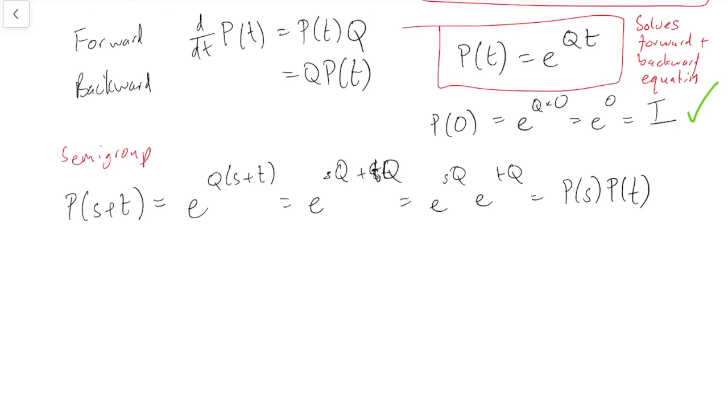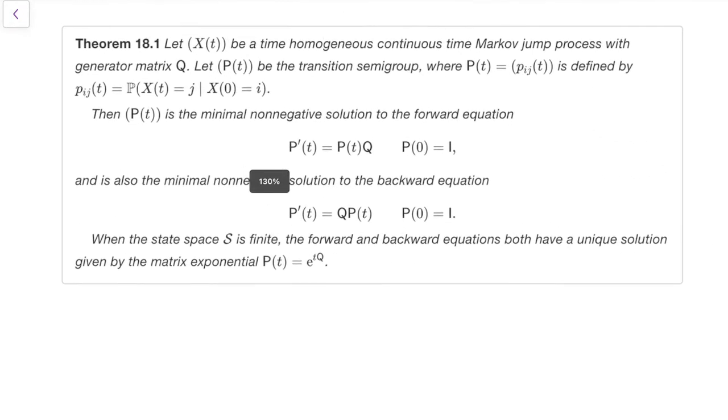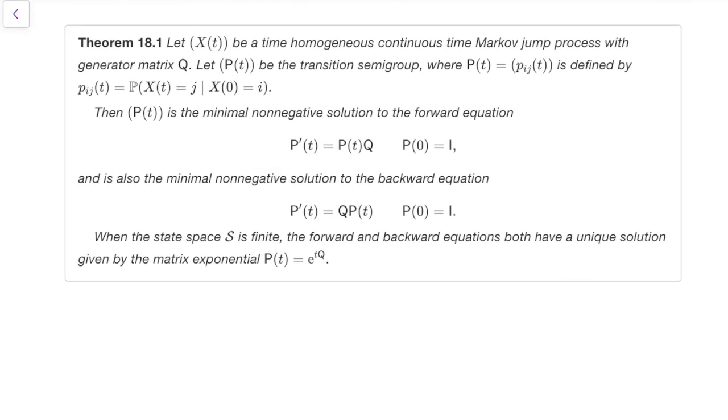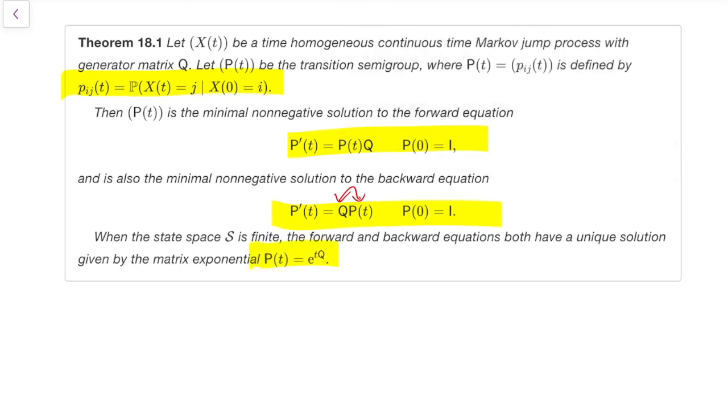I have in the notes just stated as a formal theorem what we've learned in this section and the previous one. Remember that we defined the transition semigroup to be that, which is that Pij of t is the probability of going from i to j over a time t, perhaps with movements in between. Then we had the forward equation, and the backward equation, which was the same thing with the Q and the P the other way round. And then we saw it was solved by the matrix exponential. So that's just like writing out in a theorem all the things we've done in this subsection and subsection 18.2 as well.